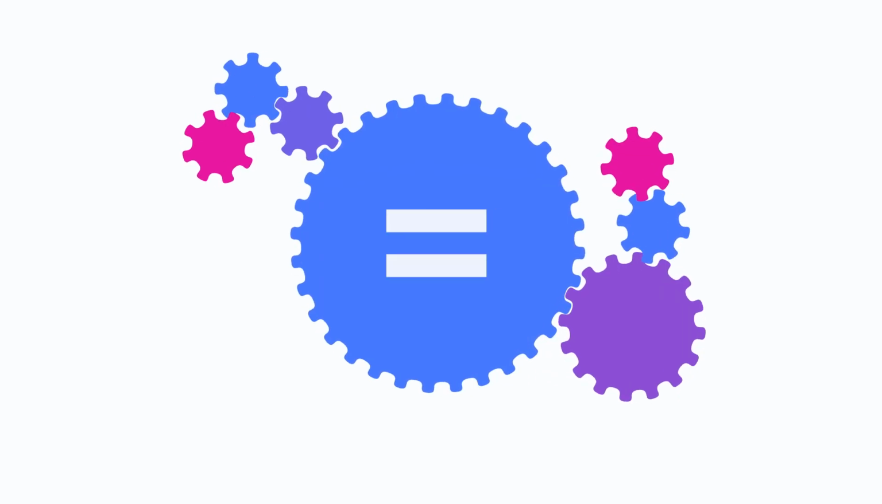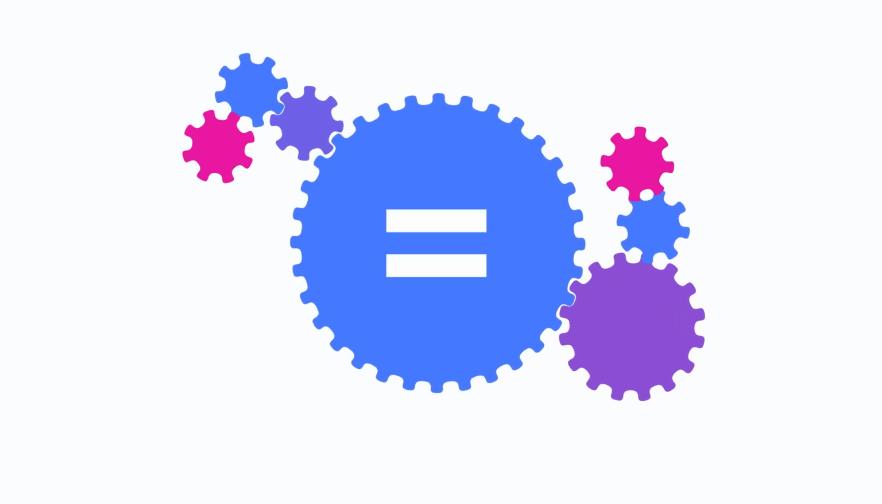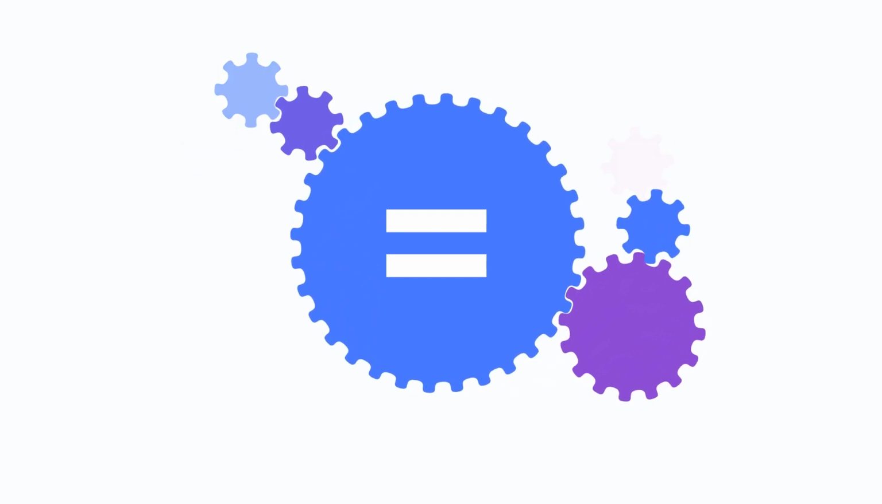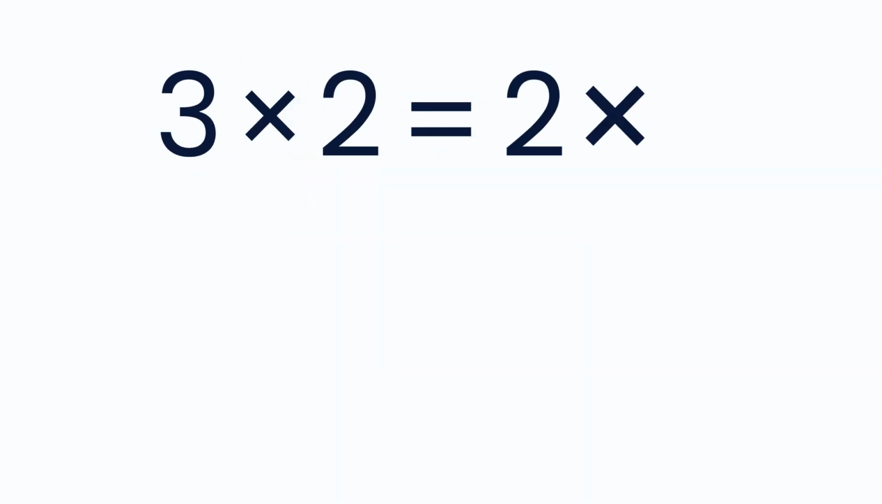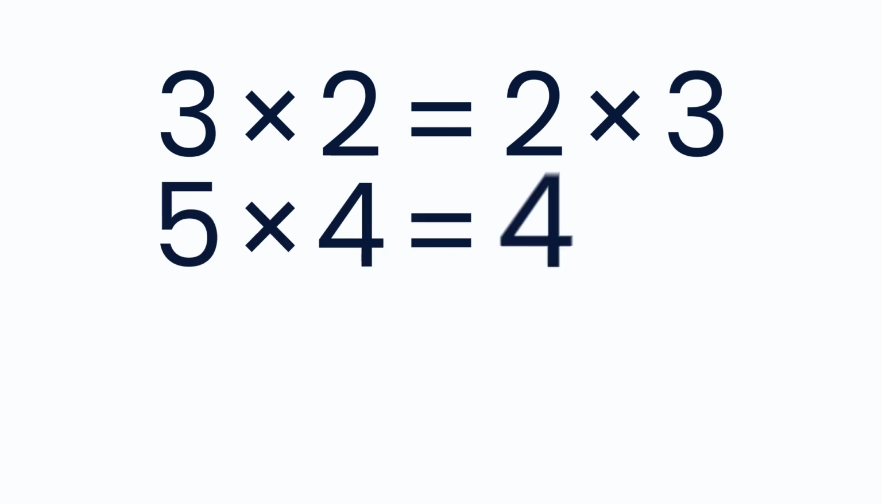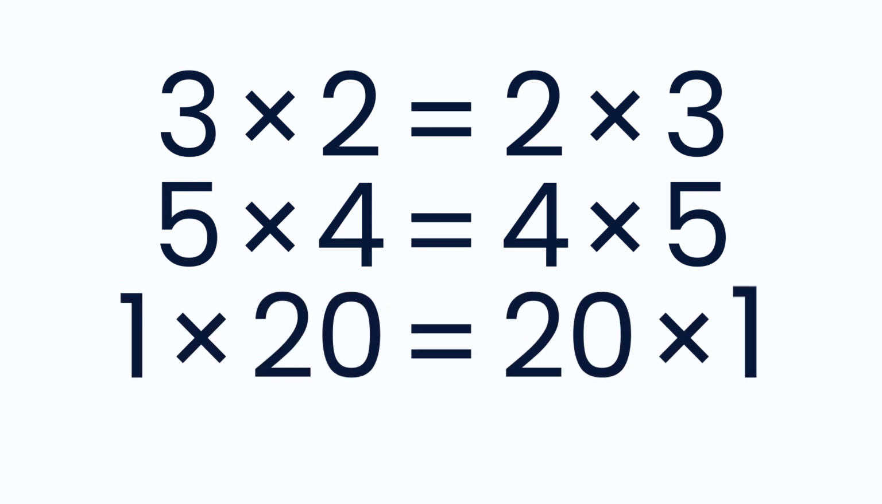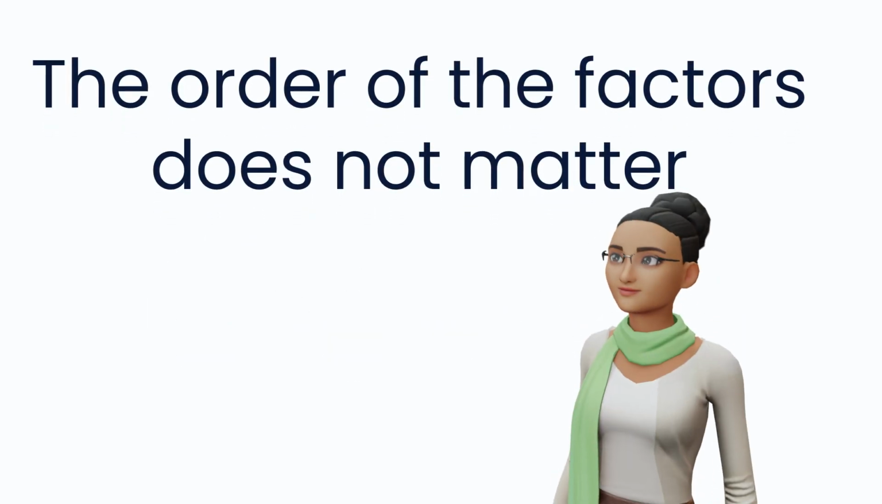2. Variables help to demonstrate the way mathematical rules work. You may have learned that the order of the factors doesn't matter when you multiply. 3 times 2 equals 2 times 3. 5 times 4 also equals 4 times 5. In addition, 1 times 20 also equals 20 times 1. You might even recall the order of the factors does not matter.